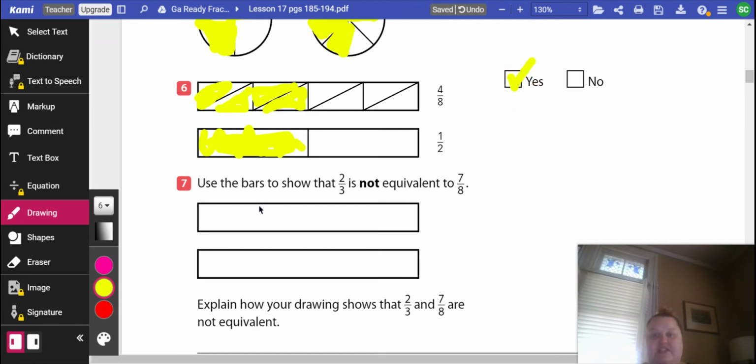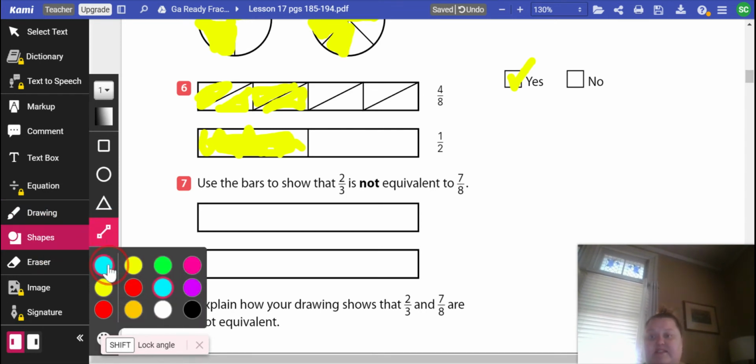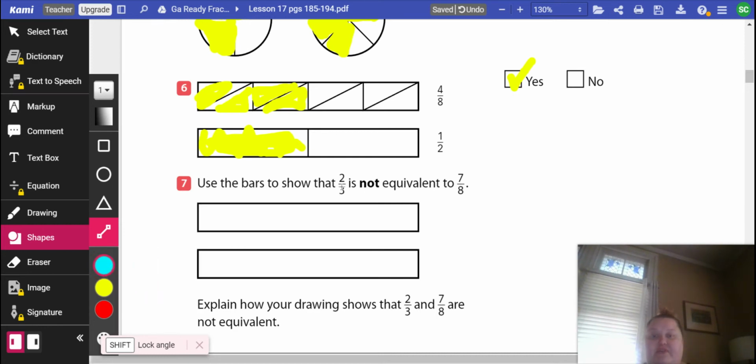Use the bars to show that 2/3 is not equivalent to 7/8. So now I'm going to come over here and change to my actual line drawing because we need to be precise here. If we're not precise, it's going to be really easy to make mistakes. So first we want to do thirds.